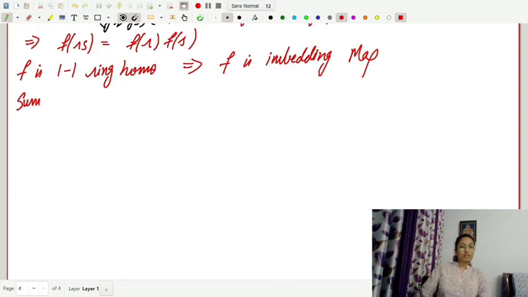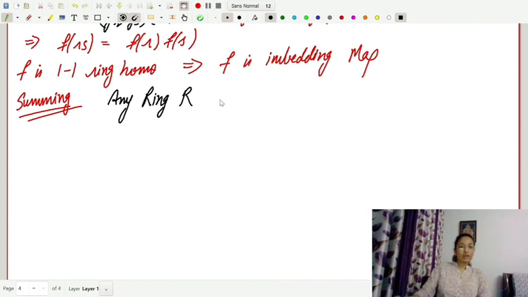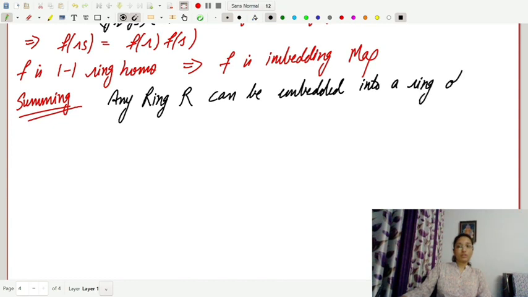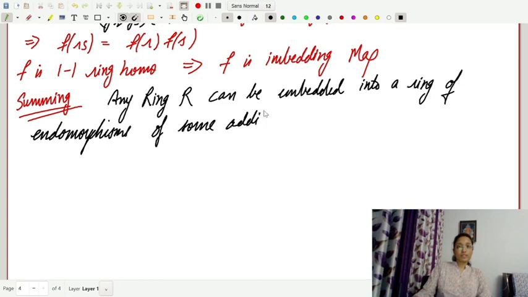By summing the two theorems on embedding, we can say that any ring R can be embedded into a ring of endomorphisms of some additive abelian group.